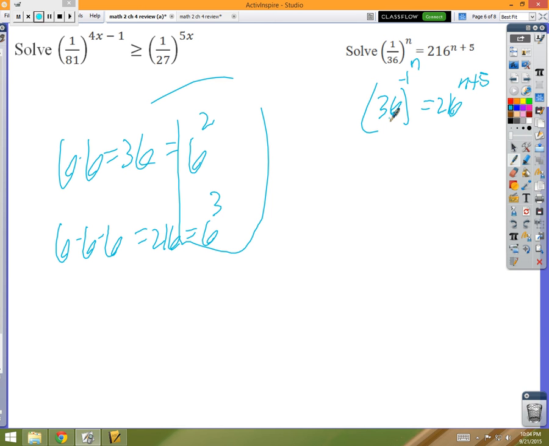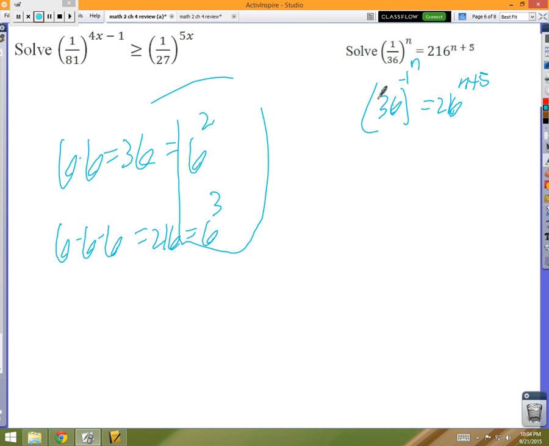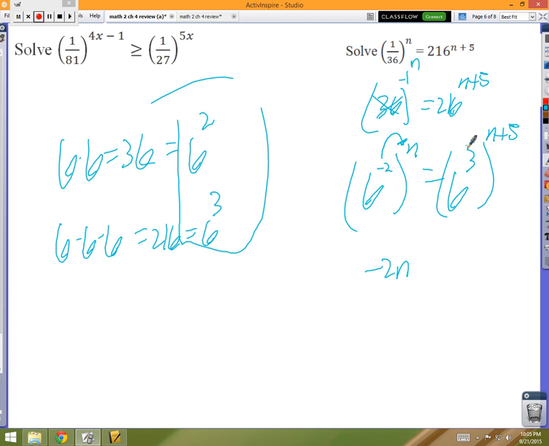So this first one, 36 to the negative 1, I'm going to change 36 for 6 squared, but it's going to be a negative 2. And I'm going to trade 216 for 6 cubed. Okay. Now, if I do a negative 2 times n, that's going to be a negative 2n. And then on this side, I got to times everything by 3. So 3 times n is going to be 3n. 3 times 5 is going to be 15.